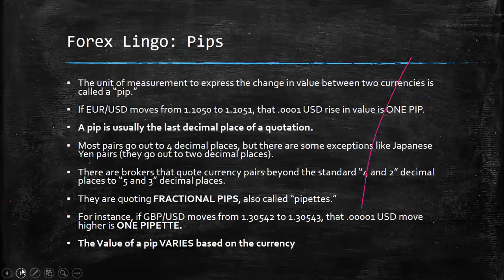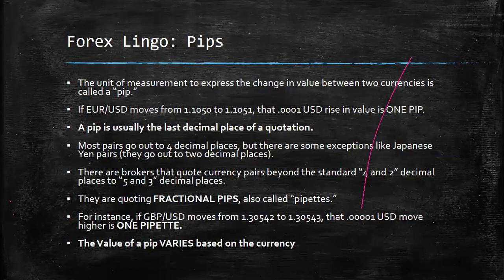All right, so pips. A pip is a unit of measurement that expresses the change in value between two currencies. If EUR USD moves from $1.1050 to $1.1051, that 0.0001 USD rise in value is 1 pip. Now, some of these brokers will go out to the 5th place. A pip is usually the last decimal place of a quotation. And again, most pairs go out to 4 decimal places, but there are some exceptions, like the Japanese yen pairs. They only use like 2 or 3, depending on your broker.